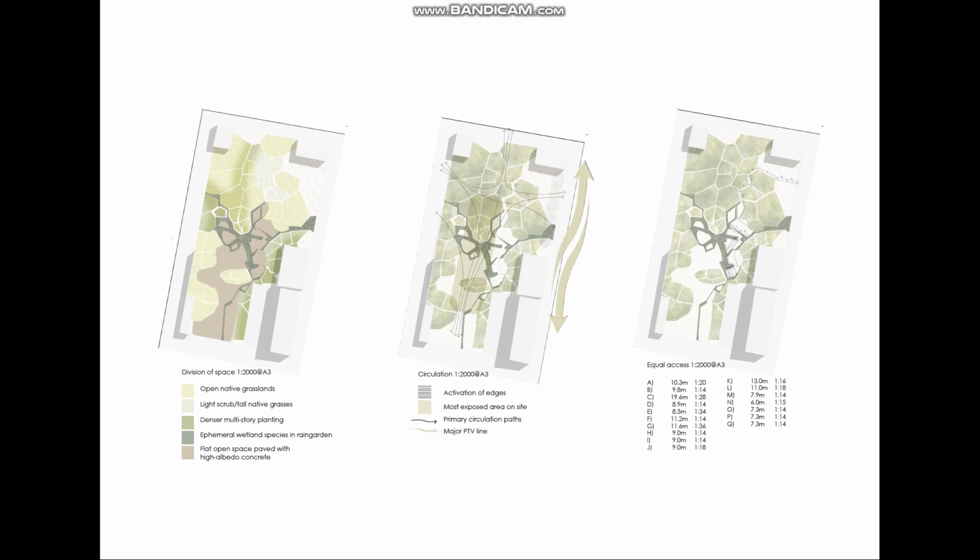Swanston Street is a heavily trafficked thoroughfare, so I focused activation of the edges on that side through continuation of the pavement into the site with an equal access path cutting through it and a series of tree pits acting like a treeline boulevard along that side, hoping to encourage people's movement down into the site and towards the rain garden.